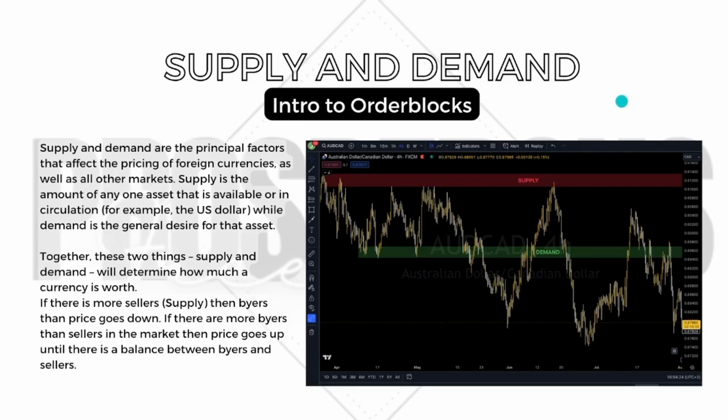On the charts, how does this look? The easiest way to draw supply and demand zones is, like when you're drawing out support and resistance, you draw out the areas that the market bounces up from. So how are support and resistance areas created? It's created through supply and demand, through liquidity zones. Supply and demand zones are liquidity zones.